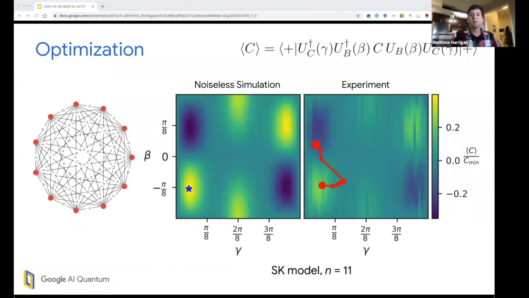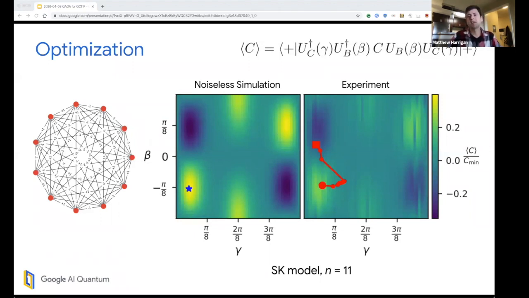So we can also show the p equals 1 landscape for the much more complicated and difficult to implement Sherrington-Kirkpatrick model, which again is this fully connected graph with random weights. Here we show it at a more modest size of 11 bits. And you could see that the hills and valleys aren't as sharp as before, but they're all still there and they're in the correct place. And our classical outer loop optimizer is still able to climb uphill and find optimal parameters quickly.